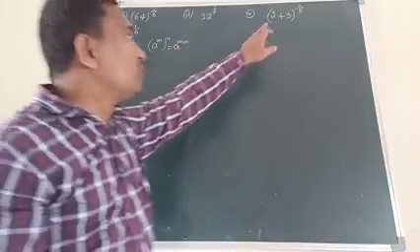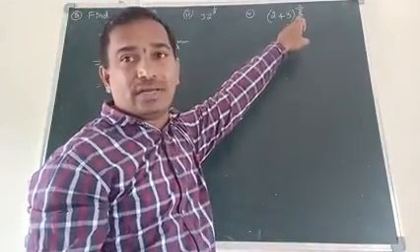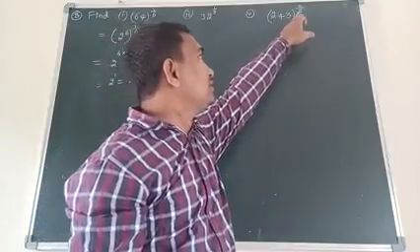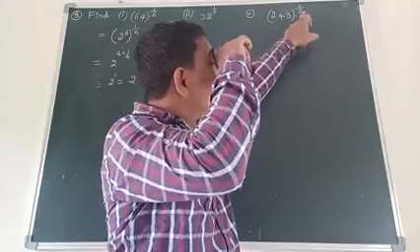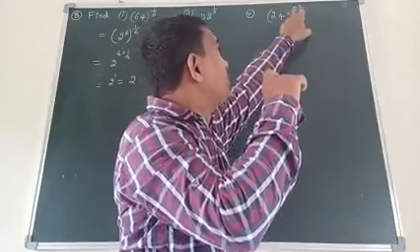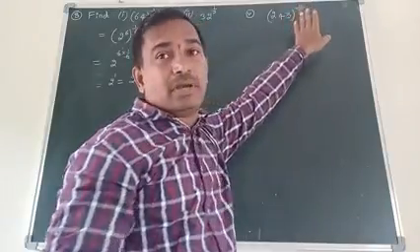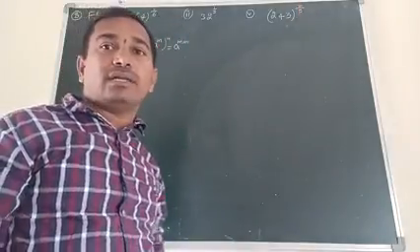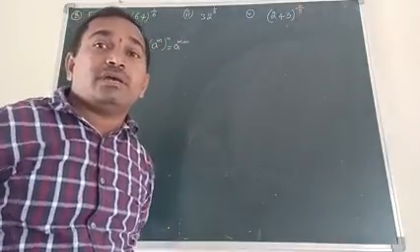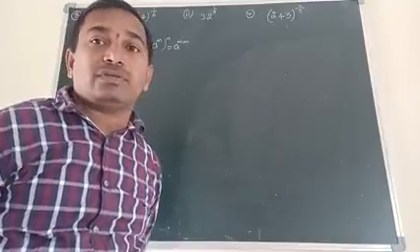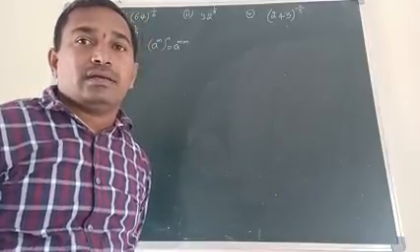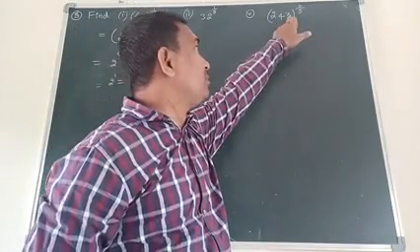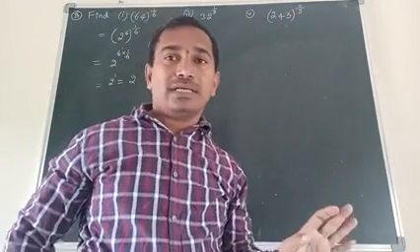Next, see 243 power 2 by 5. 243 power 2 by 5 means we can write first 243 whole to the power 2, whole power 1 by 5. So this is the 5th root. 5th root means 243, which number if you multiply 5 times you can get 243? It is not 2. Why? Because here the units place is 3.